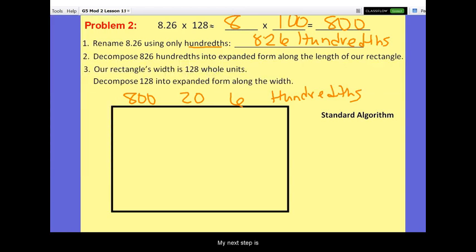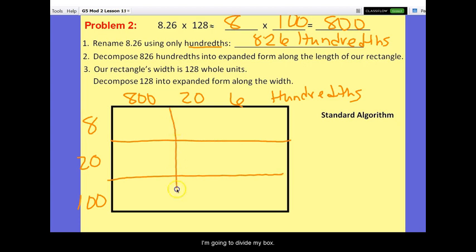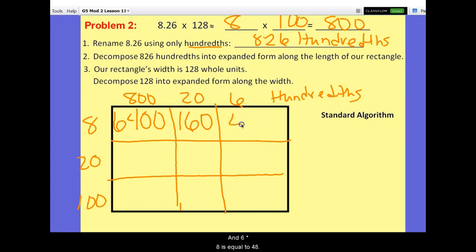My next step is to, along the side of my rectangle, or my area model, make 128 whole units. So I have 100, 20, and 8. I'm going to divide my box into the different sections so that now I can start multiplying. So I have 800 times 8 equals 6,400. 20 times 8 is equal to 160, and 6 times 8 is equal to 48.